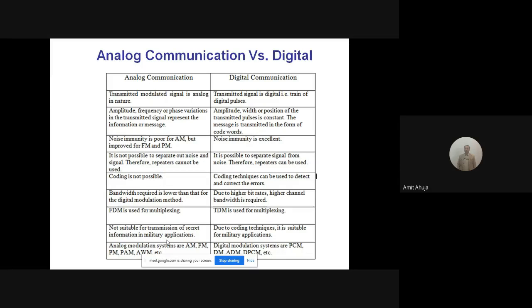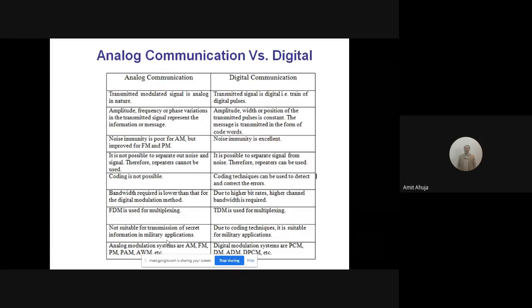We'll discuss that. First of all, in analog communication the signal is analog in nature, while in digital communication we are supposed to send digital pulses. If digital pulses do not exist, I must take the analog signal and convert it into digital. Another important thing is that in analog communication I'm using modulation, that is amplitude, frequency, or phase variation, while in digital communication amplitude, frequency, and phase are also used, but in a different way. So I have something called an analog modulation scheme used in analog communication.